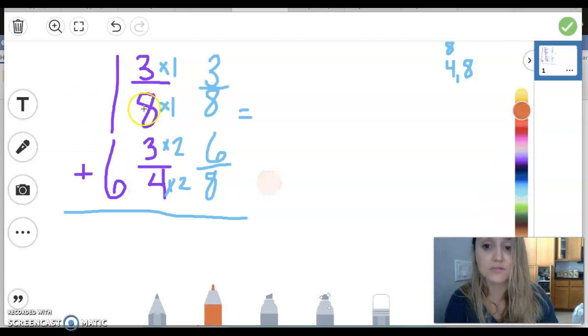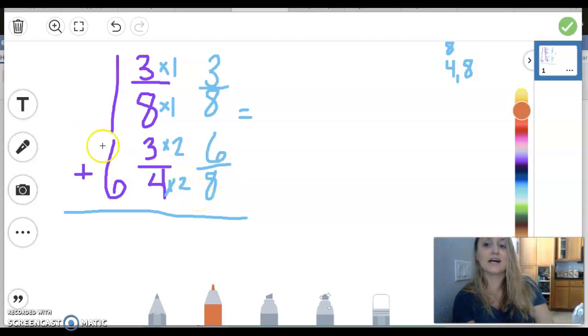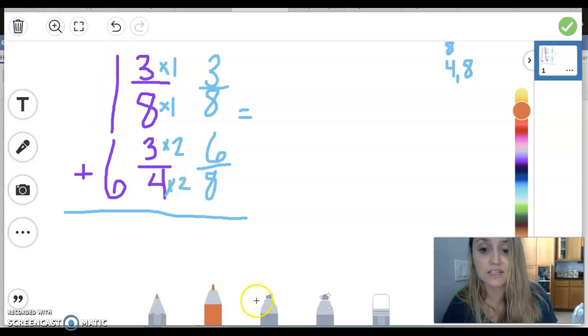And I always do, honestly, like in the book, a lot of them do it side by side. I always do it one on top of the other because then 1, it looks like an addition problem, and 2, then you're not as inclined to forget this section right here.